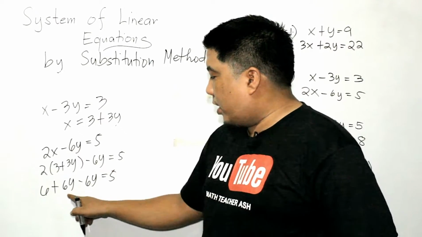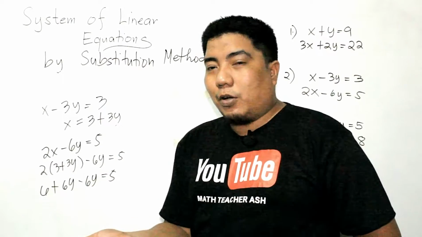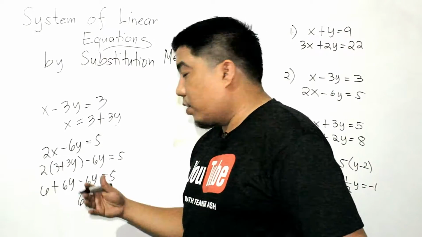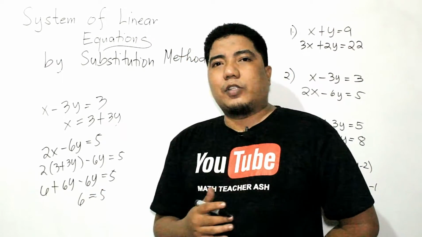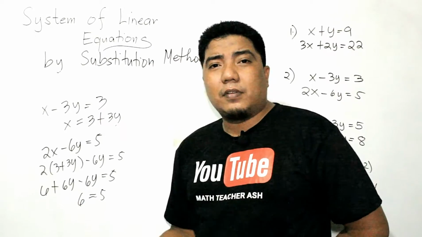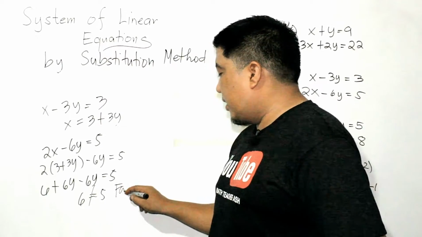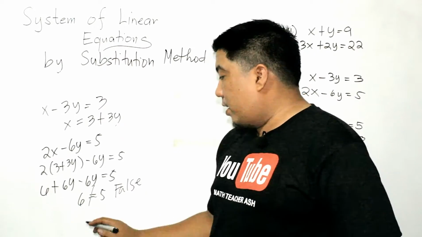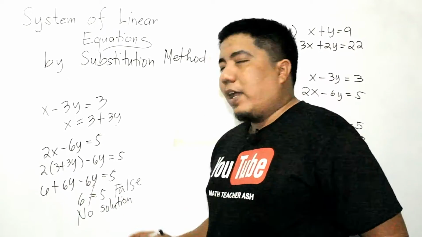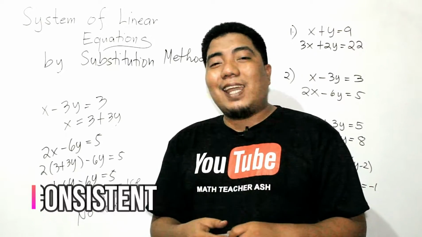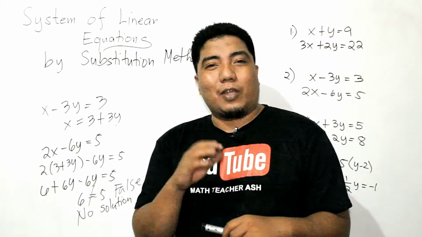Now, the like terms here are these two terms, right? 6y minus 6y, that's 0. So, the only terms left are 6 is equal to 5. Now, the question is, is 6 equal to 5? No, that is wrong. That is false. Therefore, if the statement is false, then the system has no solution and the nature of your system is inconsistent. Easy, right? Now, let us go to the third example.